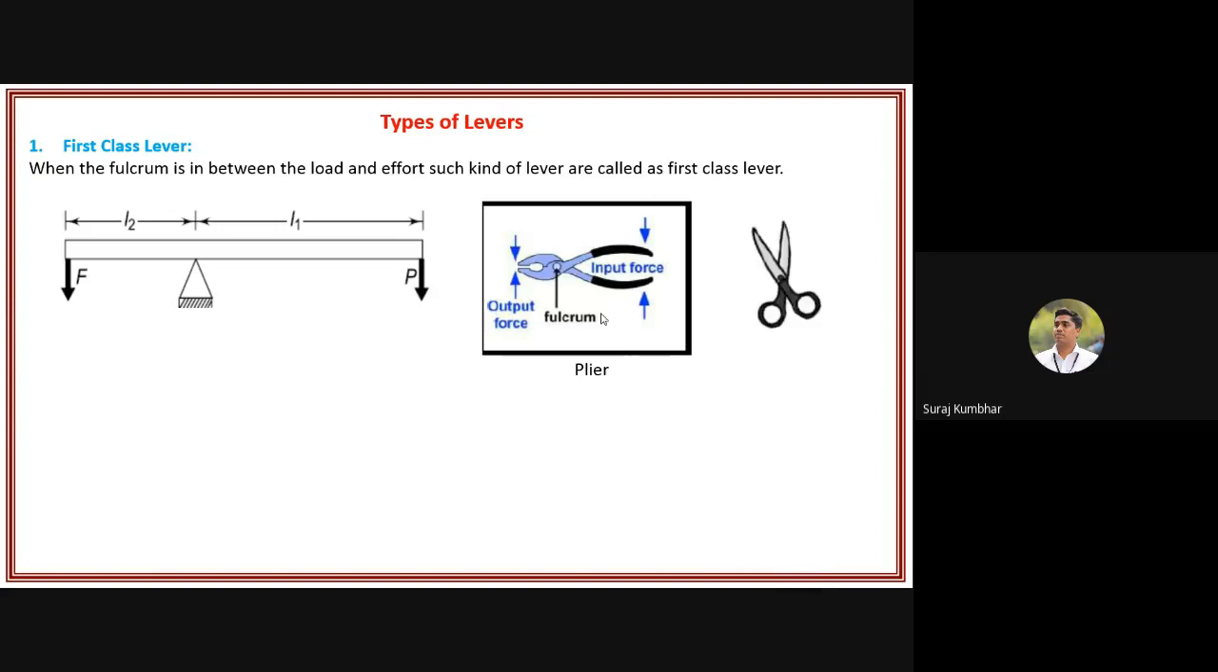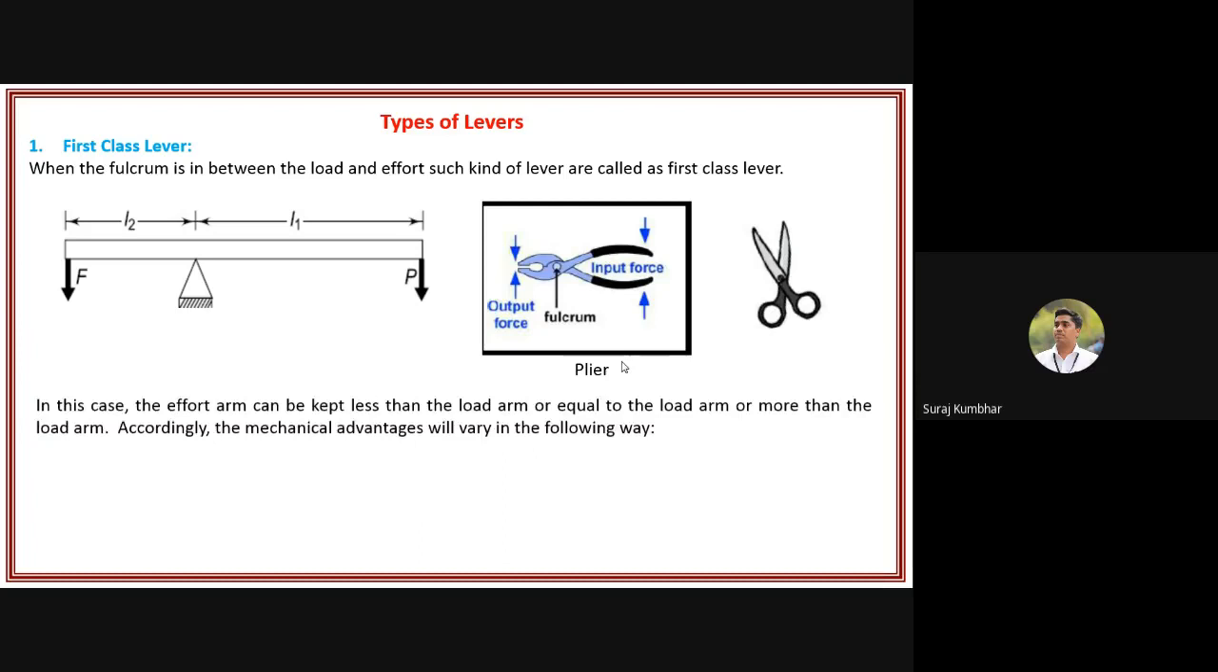Then the scissor is another example. At the center there is a fulcrum, and the components move about the fulcrum. Here you apply the input force, that is the effort, and here is the load, where the actual cutting takes place. So these are the two best examples of the first class lever, the scissor and the pliers. I think all of you got what a first class lever is.